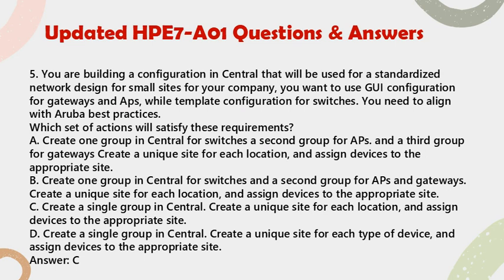A. Create one group in Central for switches, a second group for APs, and a third group for gateways. Create a unique site for each location, and assign devices to the appropriate site. B. Create one group in Central for switches and a second group for APs and gateways. Create a unique site for each location, and assign devices to the appropriate site.